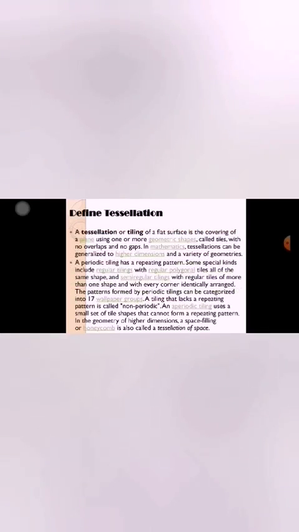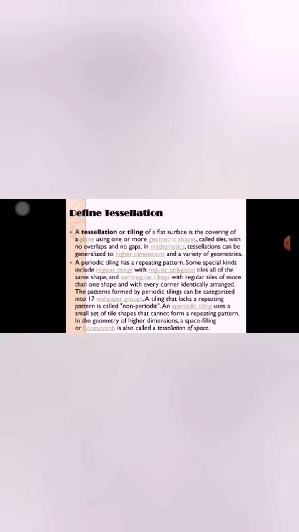Define tessellation. A tessellation or tiling of a flat surface is the covering of a plane using one or more geometric shapes called tiles with no overlaps and no gaps. In mathematics, tessellation can be generalized to higher dimensions and a variety of geometries. A periodic tiling has a repeating pattern.